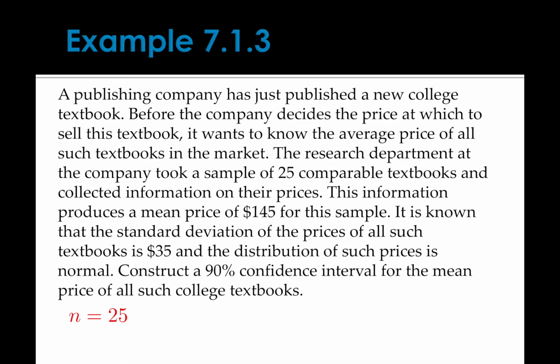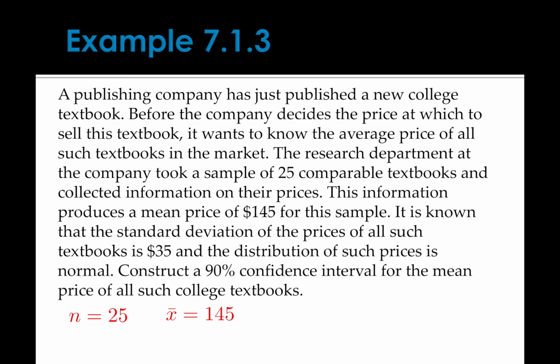Okay, the next bit of information they give us is the mean price of $145. Now we have two different symbols for mean. We have mu and x bar. So you have to decide, is this a population mean or is it a sample mean? Okay, so they're referring to those 25 books. This information produces a mean price of $145 for this sample. So that's definitely a sample mean. And if they knew the population mean, mu, we wouldn't be making this confidence interval in the first place. We would just say what mu is. So that's definitely an x bar. X bar equals 145.